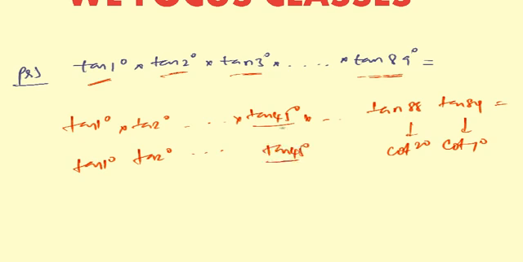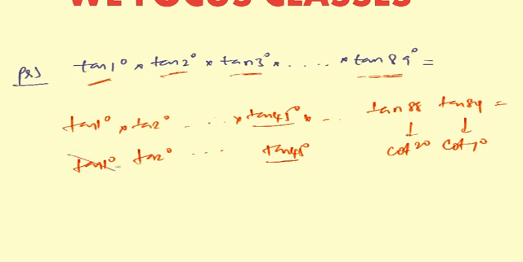See, friends, tan 1 degree is always equal to tan 1 degree. In the same way, just now we have seen tan 89 will become cot 1 degree, and tan 88 will become cot 2 degrees. Here it is tan 2 degrees, and so on. Tan 45 will be the same, it will not change, because it is exactly the middle number.